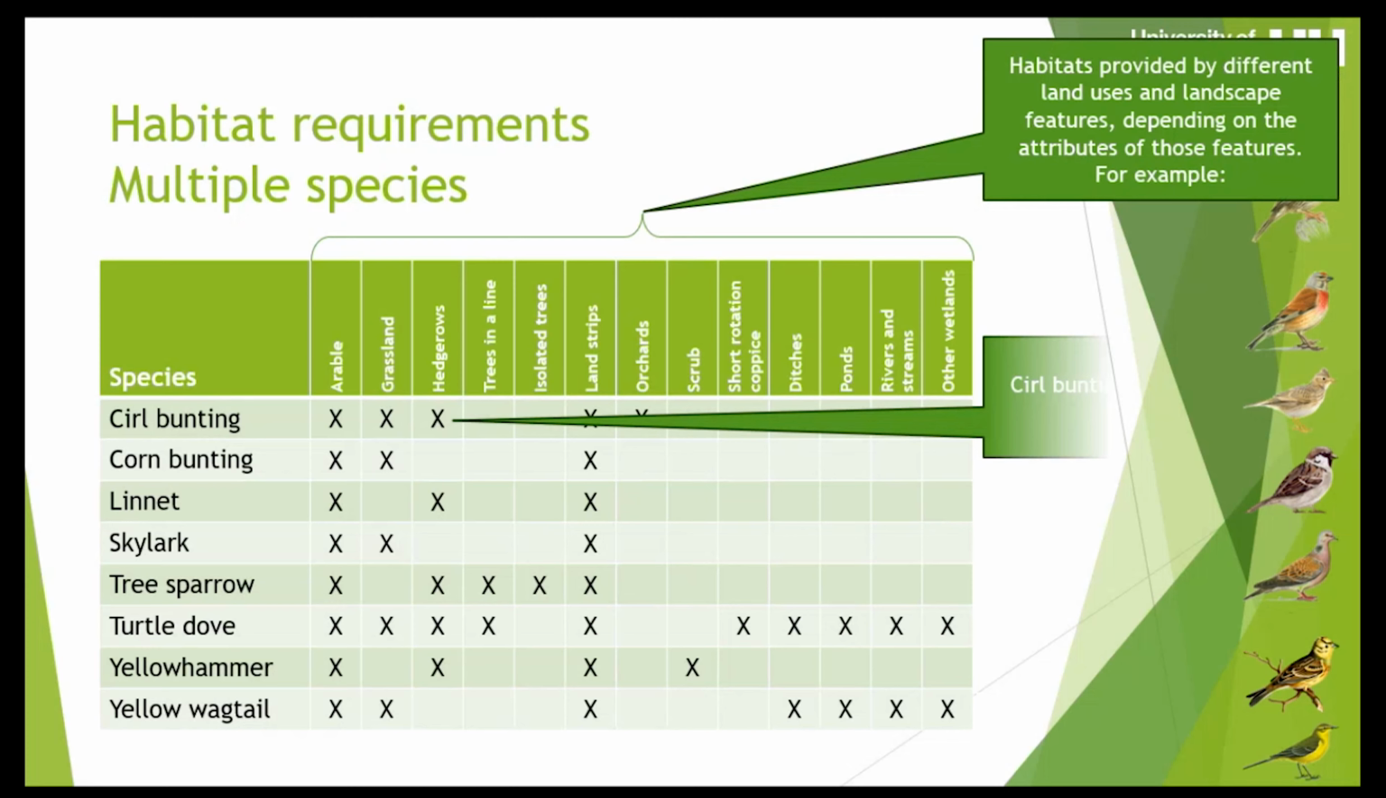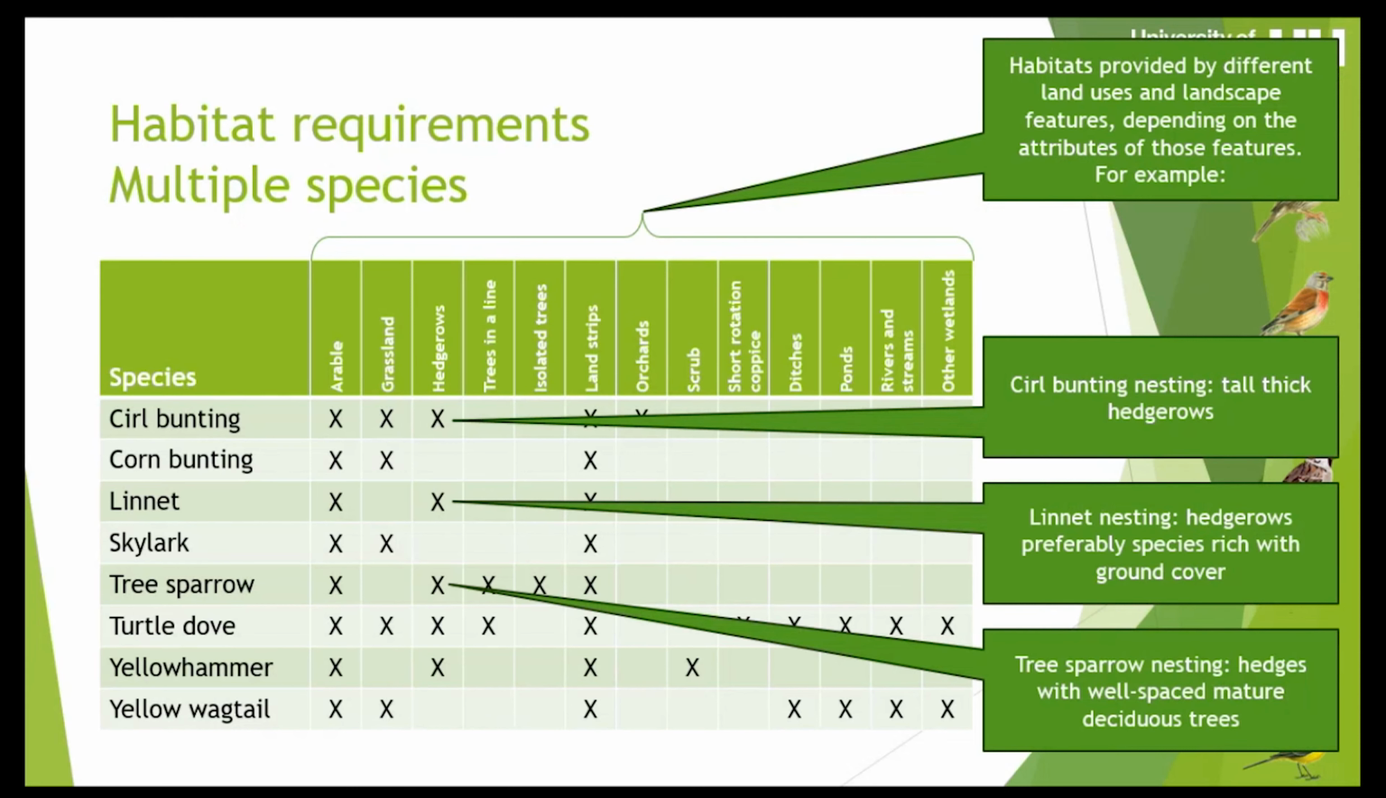So different species can utilise different habitats. Skylarks, for example, tend to require more open landscapes, so we're looking at arable, grassland and land strips. Other species may be more woodland edge species. Turtle dove, for example, might utilise scrub on the edge of woodlands for nesting, but then it will be utilising the arable areas for forage. And something like the yellow wagtail may require slow-moving aquatic habitats within the area, for example ditches or grassland adjacent to ditches. So each of them have slightly different habitat requirements.